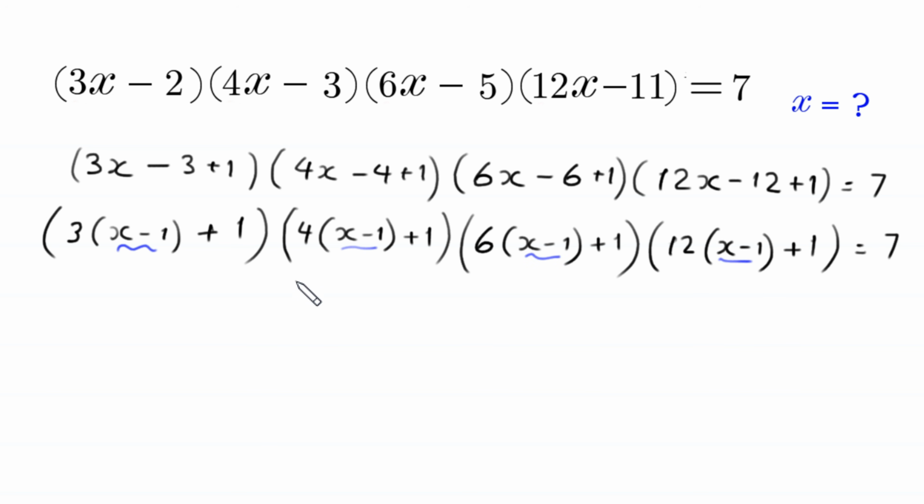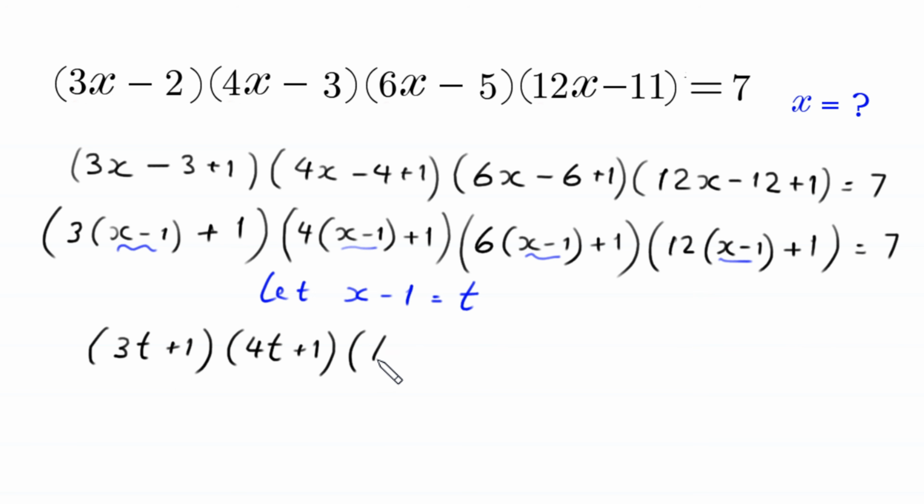We suppose that this x minus 1, this x minus 1 and this x minus 1 is equal to t. Let x minus 1 is equal to t. So this equation will become 3 times t plus 1 times 4 times t plus 1 times 6 times t plus 1 times 12 times t plus 1 is equal to 7.